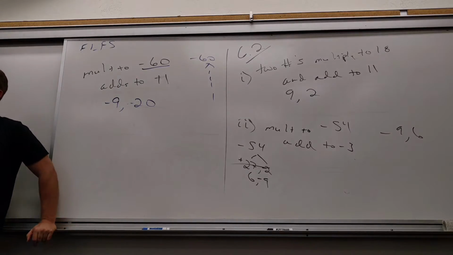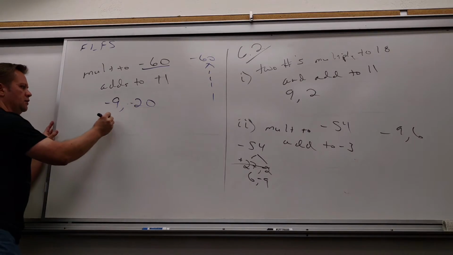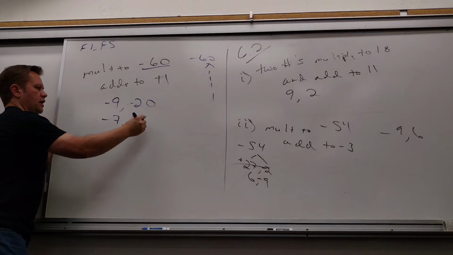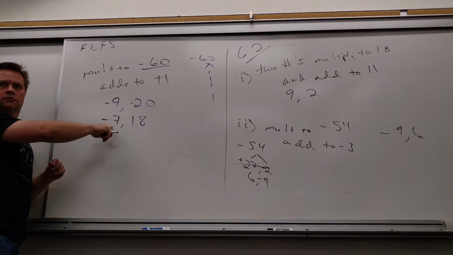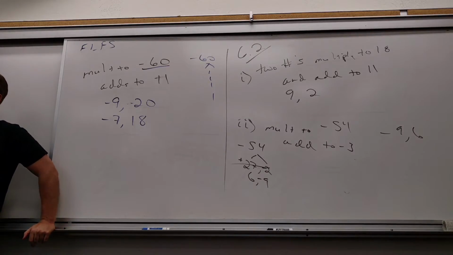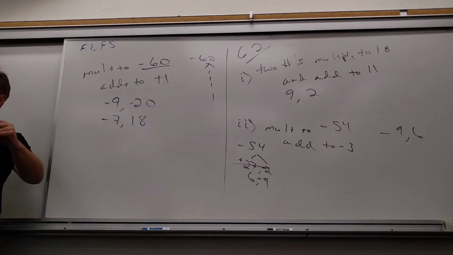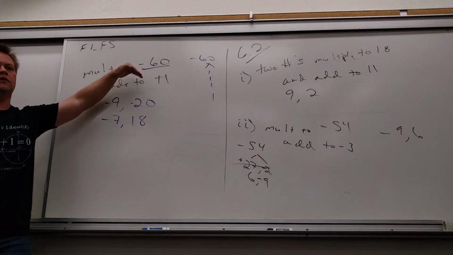Does that add to be 11? Yes. Does it multiply to be 60? No, it's too big. It's like The Price Is Right now, so take it down. So maybe -7 and 18. Does that make 11? Yes. But what does it multiply to be? 126. Do you guys see what I'm doing right now? I need two numbers that do both of these things.